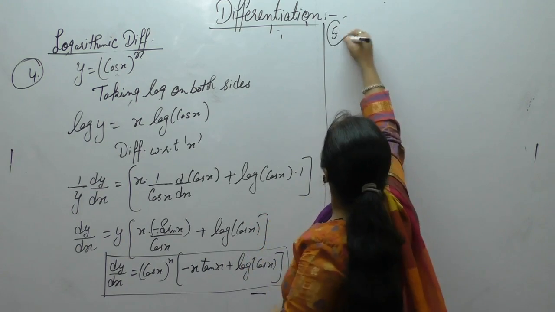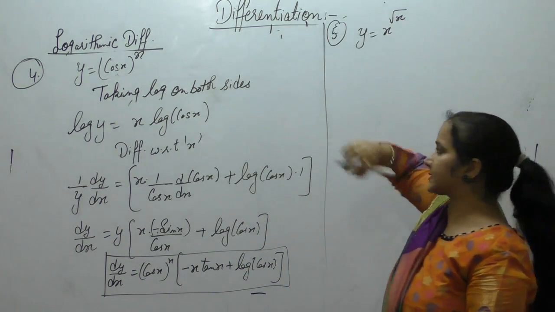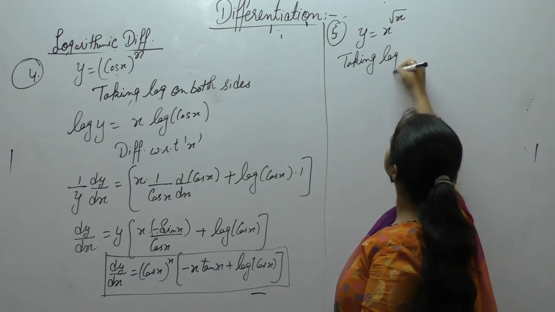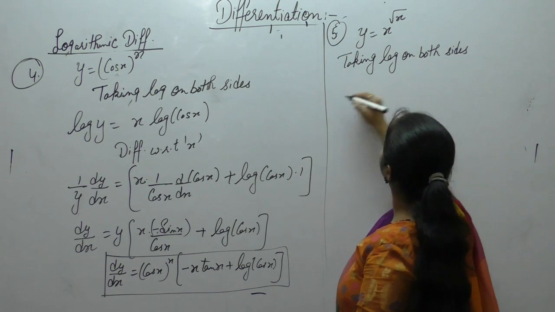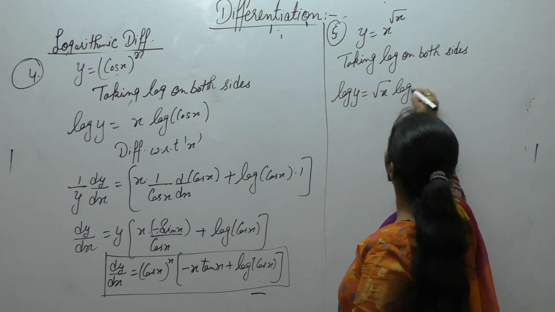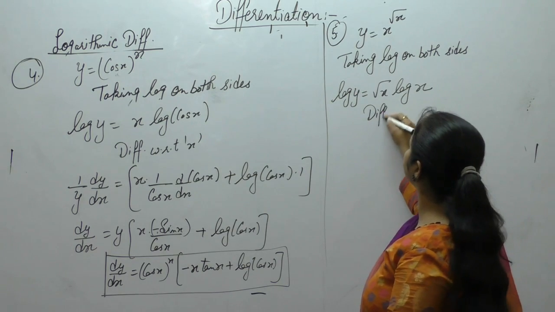Next is y is equal to x power root x. Taking log on both sides, we get log of y equals root x times log of x. यही मिला हमें. Now differentiate with respect to x.